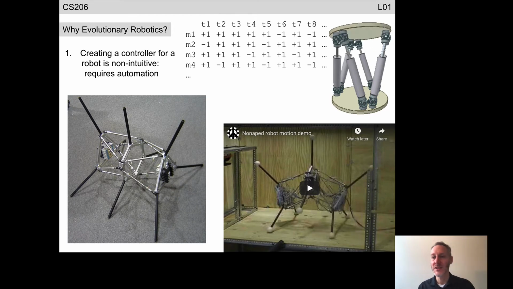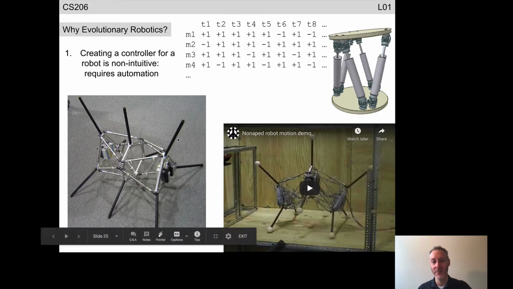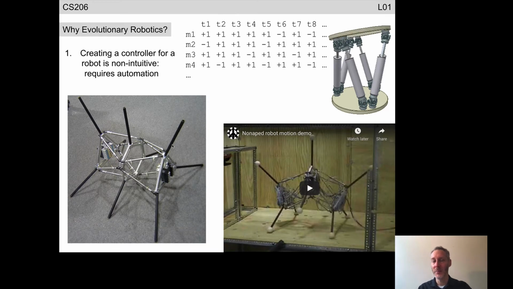Just to give you a sense of how hard this is, here's a particular robot in the bottom left. This robot is called the nonaped, because if you look carefully, you'll see it has 9 legs: 1, 2, 3, 4, 5, 6, 7, 8, 9. These black bars are carbon fiber tubes, and the body of the robot is made up of 2 Stewart platforms.